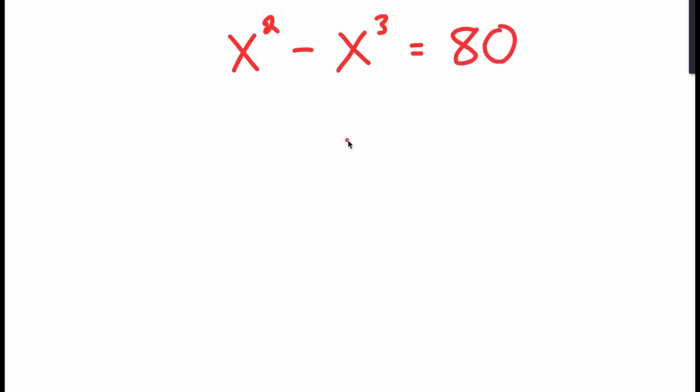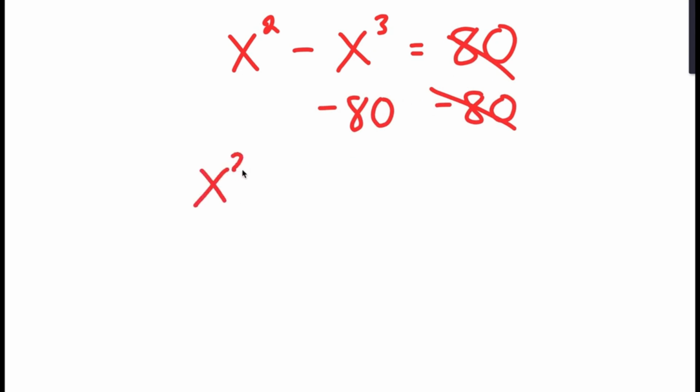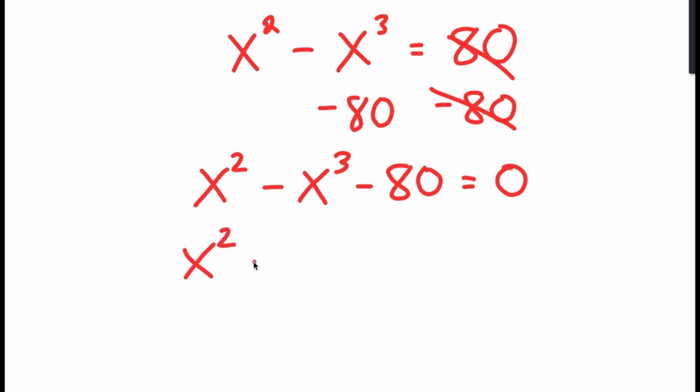Alright, so in this video, I'm going to solve the equation x to the power of 2 minus x to the power of 3 is equal to 80. To solve this equation, I'm going to first start by subtracting 80 on both sides. So now I get x to the power of 2 minus x to the power of 3 minus 80 is equal to 0. Now from here, I'm going to replace negative 80, I should say, with negative 16 minus 64.